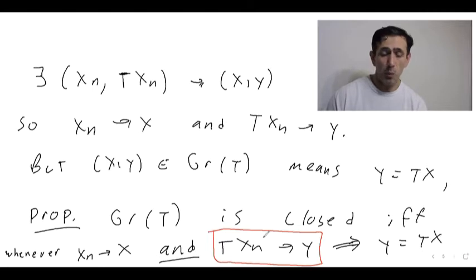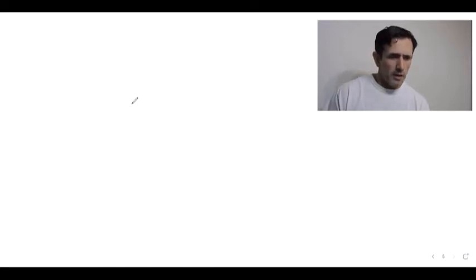And when we're proving continuity, we have to prove that txn converges. Here, we're assuming that txn converges. Right, so I'll maybe make that a little clearer in a moment. So let's first prove the closed graph theorem.